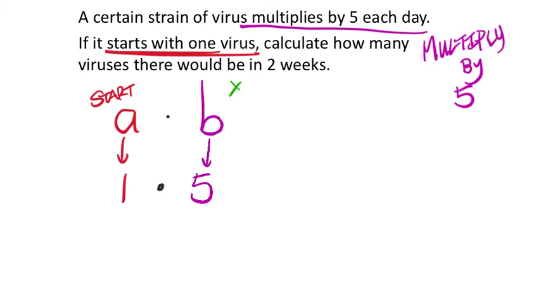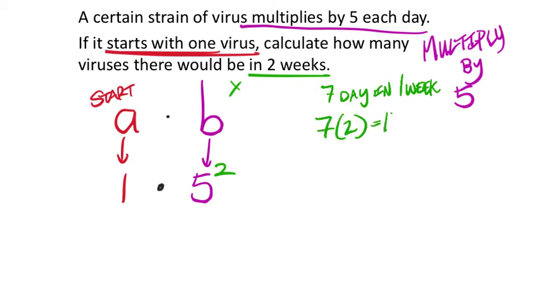And it says it's going to happen for 2 weeks. Now, a mistake that's made here is where students say, well, it's 2 weeks, so it's 5 to the power of 2. Remember, it's multiplying by 5 every day, not every week. So we need to figure out how many days are in 2 weeks. There's 7 days in 1 week, so this goes back to multiplication. You have 2 weeks, so you have 7 groups of 2. 7 times 2 is 14. So it's not to the power of 2. It's actually to the power of 14 because there's going to be 14 days.